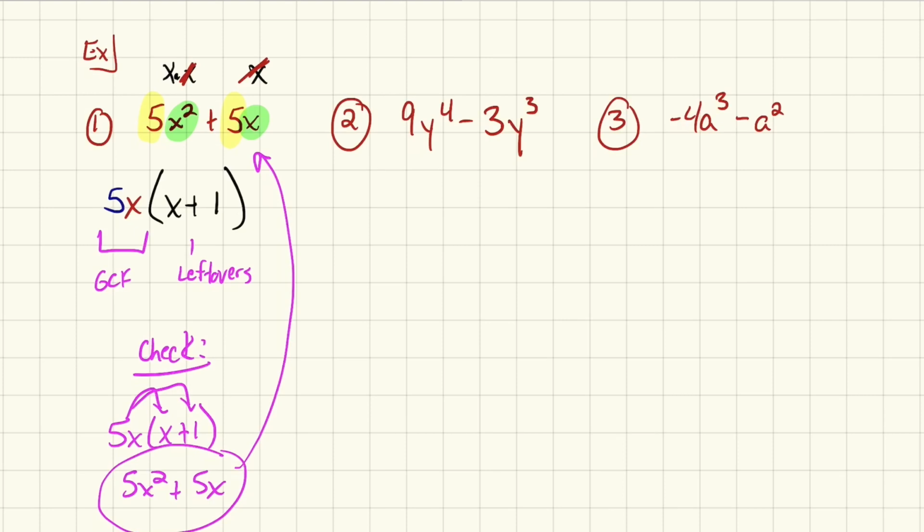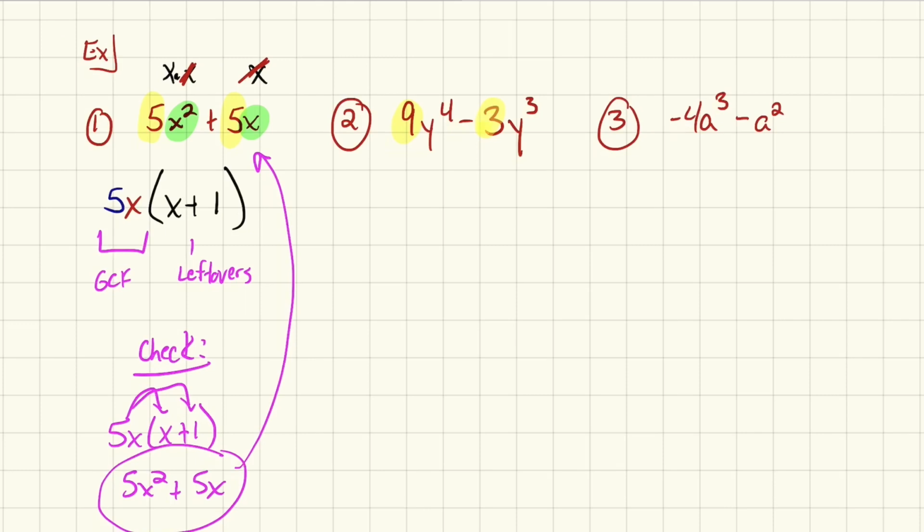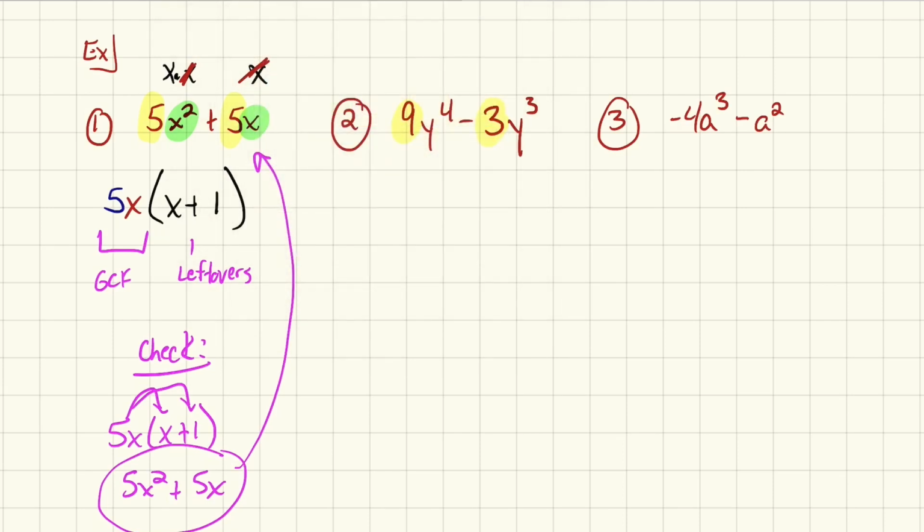Okay, looking at our second example here, we are going to start with our coefficients, our numbers. We have 9 and 3. What is the greatest common factor between 9 and 3? Well, the greatest common factor between 9 and 3 is 3.